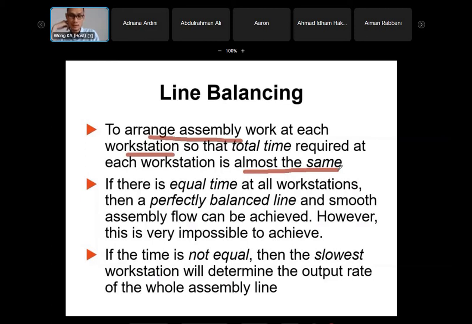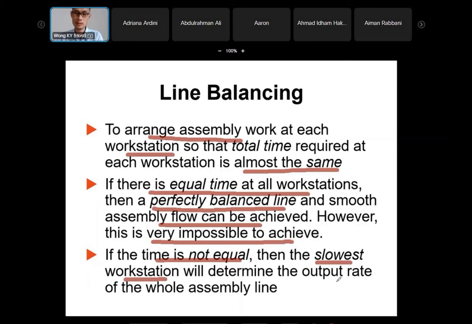That is line balancing. Line balancing requires us to reassign jobs or work elements, or redistribute the work elements into different workstations, so that at the end, every workstation will have almost the same cycle time. Right? So if every workstation has the same cycle time, then you will get a perfectly balanced line and smooth assembly flow can be achieved. Okay, however, in practice, it is not always possible to do this. Alright, so if the time is not equal, then as I said before, the bottleneck station, the slowest workstation, will determine the effective output rate or the effective capacity of the whole assembly line.